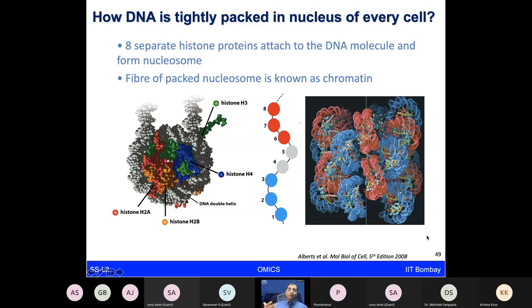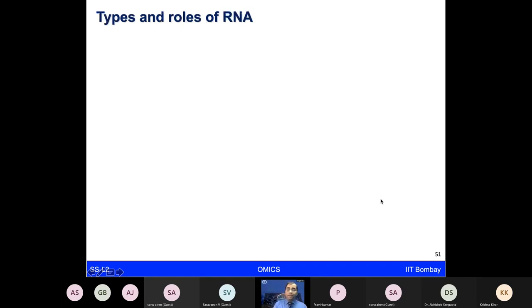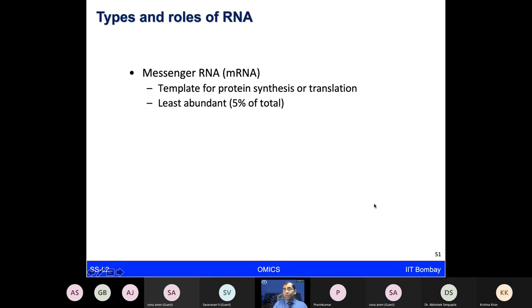This is what is going to get duplicated and condensed in the S phase for the further cell division to happen, right? RNA is another molecule, ribonucleic acid, which has only one difference: other than the base thymine, you have the uracil base here, and the RNA template is going to be defined from the DNA template, and that's important for the gene expression to happen.